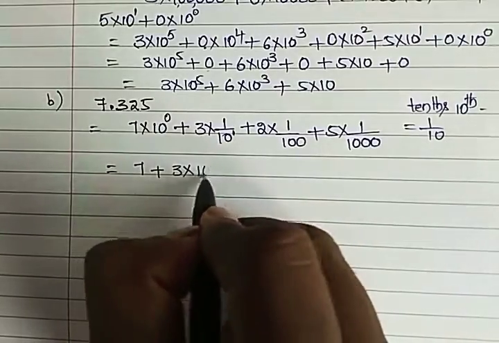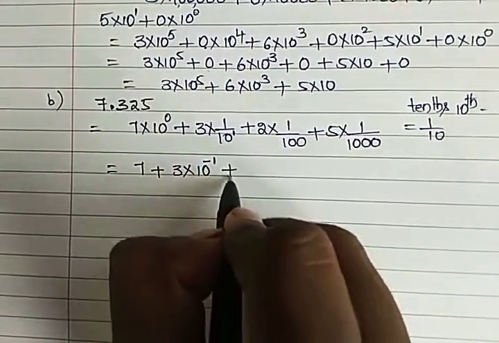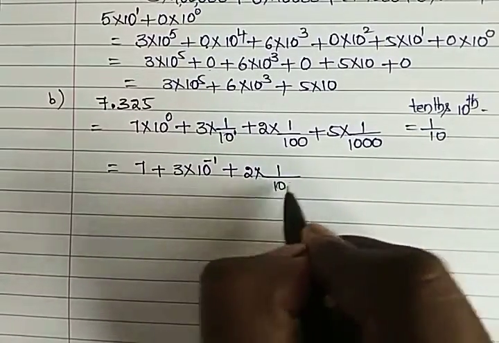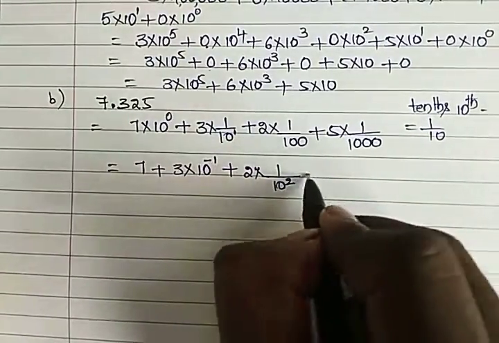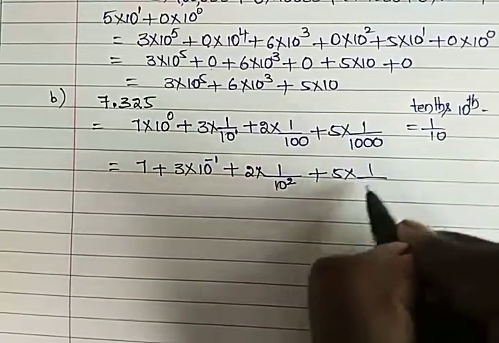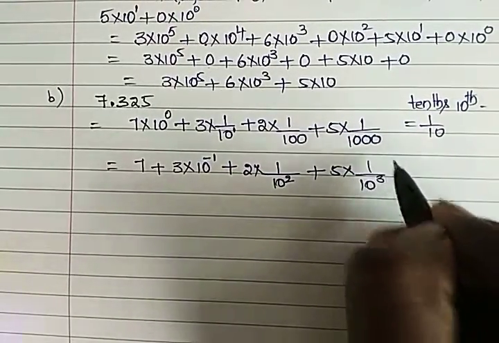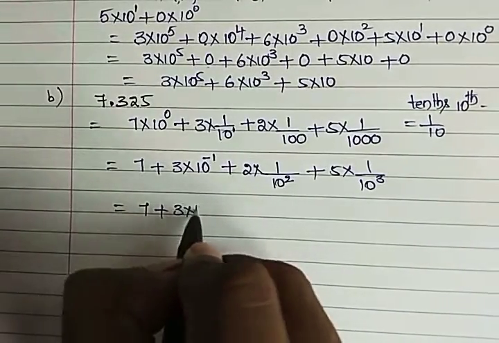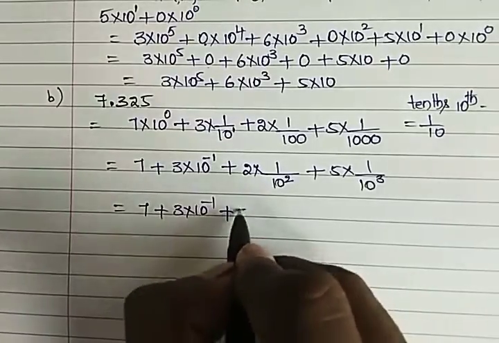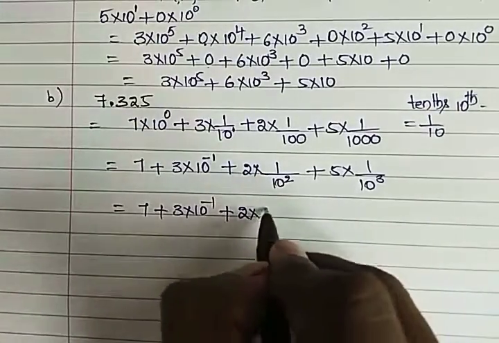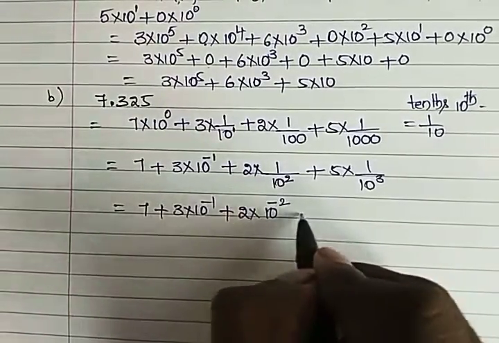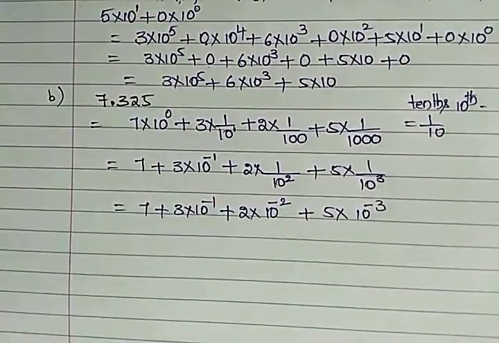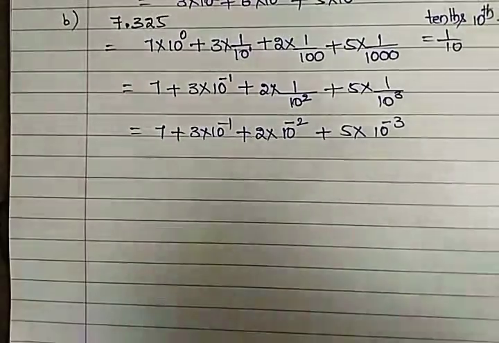So when it comes upside it becomes 10 power minus 1, plus 2 into, first you can write it as 10 power 2, 10 into 10 is 100, plus 5 into 1 by 10 power 3, 10 into 10 into 10 is 1000. Finally you can write it as 7 plus 3 into 10 power minus 1, plus now 2 into this 10 power 2 comes upside, becomes minus 2, plus 5 into 10 power minus 3. So this is the answer for question number B.